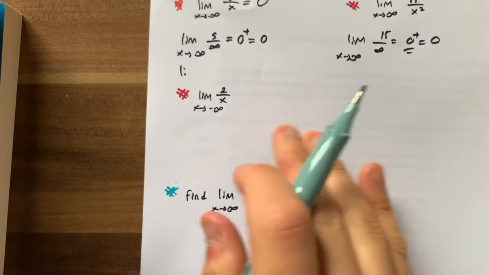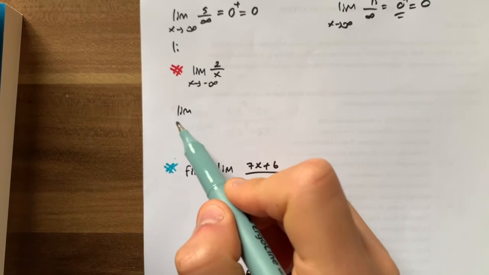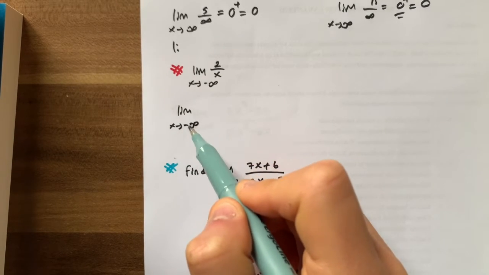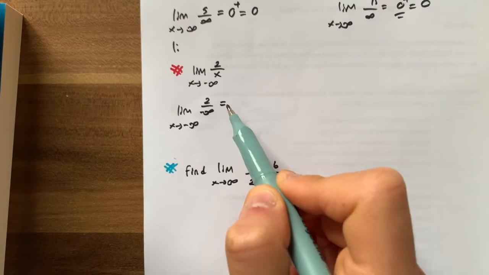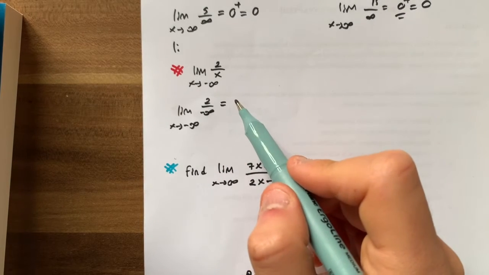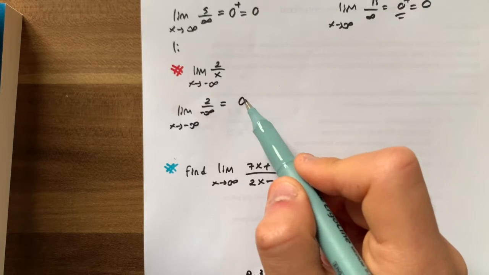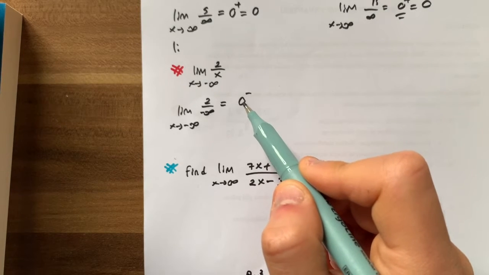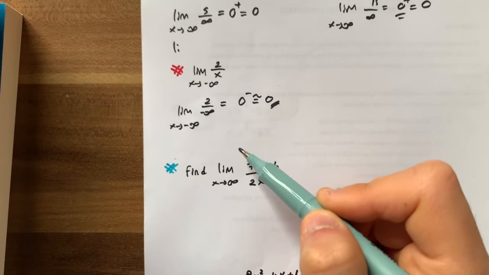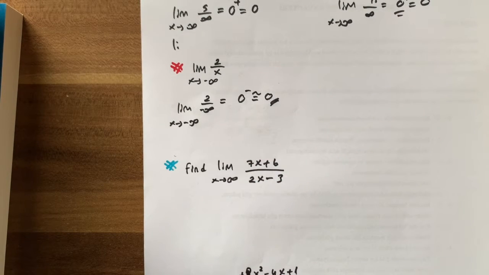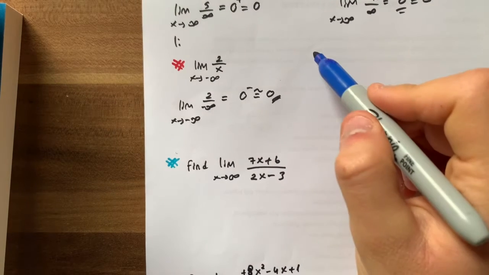Let's check this question. Again, we calculate the limit as x goes to minus infinity of 2 over negative infinity. This time you get closer to 0 from the negative side, so we write 0 over minus, but it actually makes 0, so there is no difference. If we need to generalize, I'm gonna write a new rule to summarize it.